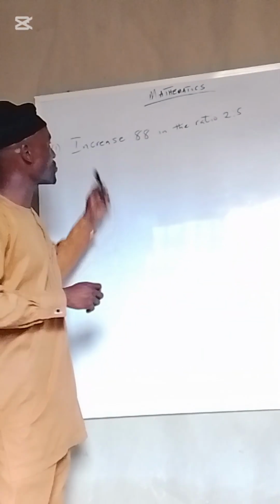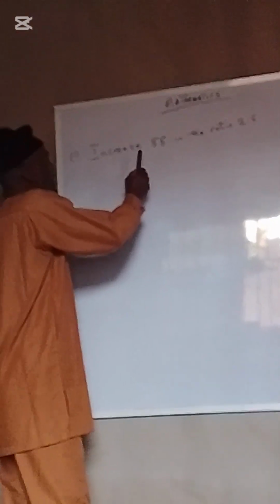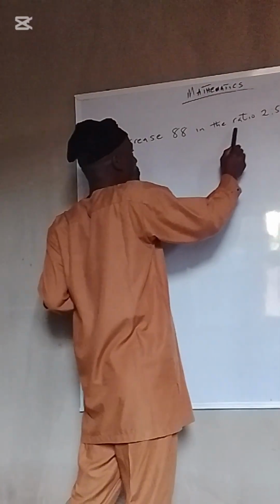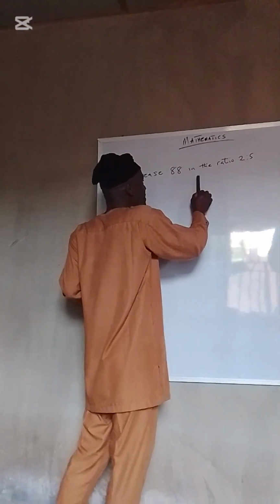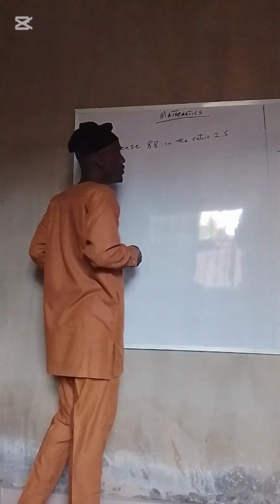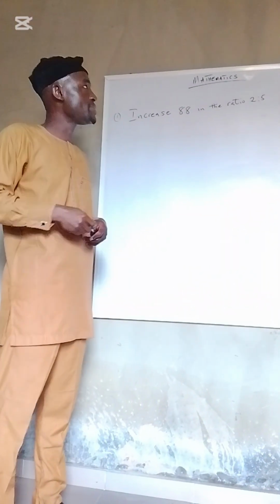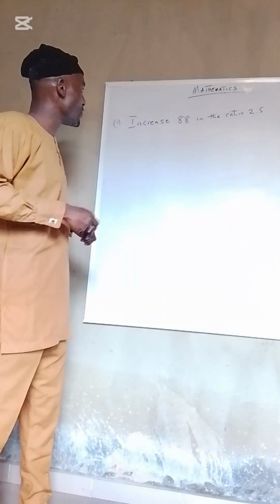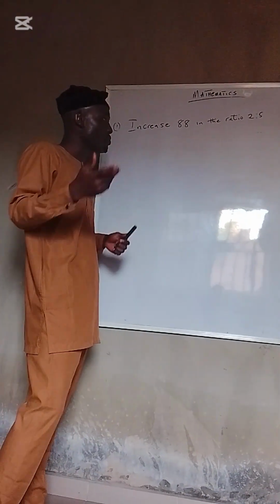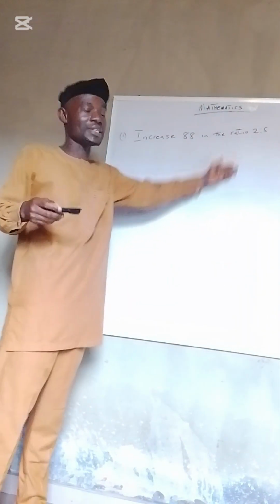Let's do justice to this question on the board. The question says increase 88 in the ratio 2:5. Increase 88 in the ratio 2:5. For those of us in senior primary school, primary 5, primary 6, these are simple questions in our commentaries. And some of our students, some of our pupils, find it difficult to do this very simple arithmetic.